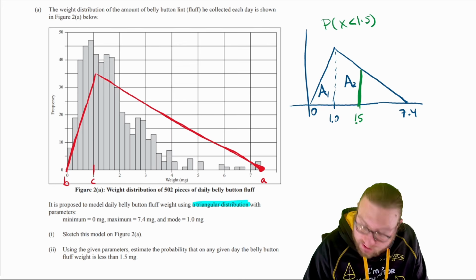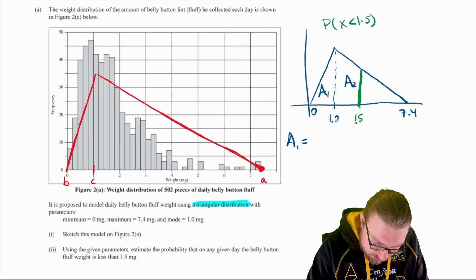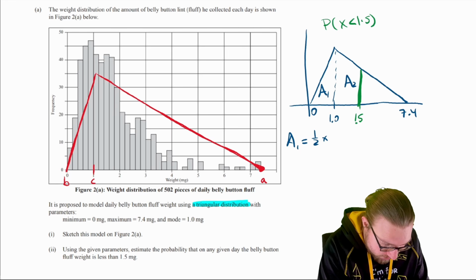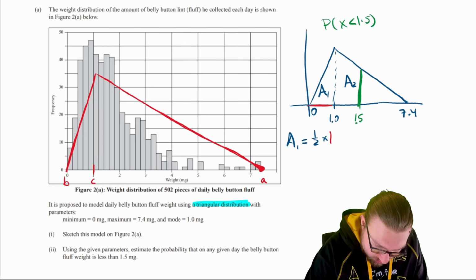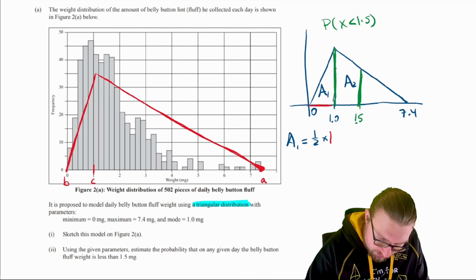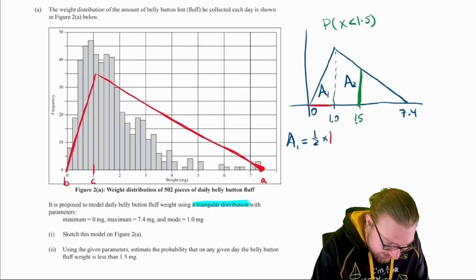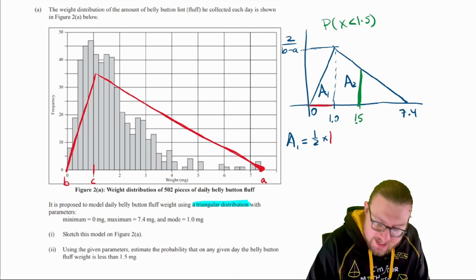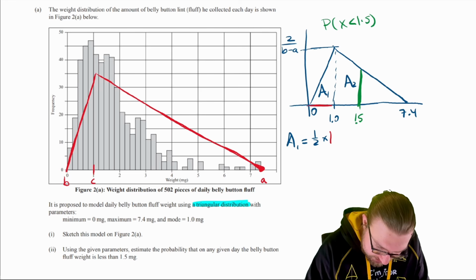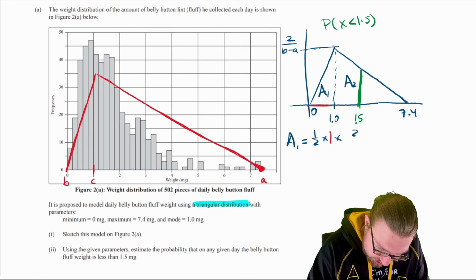So let's have a quick look. Area 1 is a triangle, so it's half times base times height. And the base here seems to be 1. And the height is this part here, right? So how high is that? Well, in the formula sheet, it is given that this height part is 2 divided by b minus a. So we can calculate this by 2 divided by b, which is 7.4, minus a, which is 0.